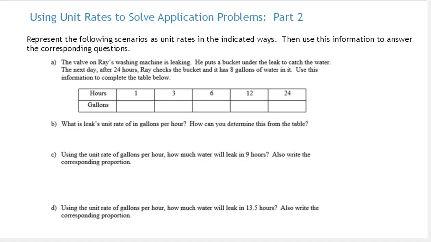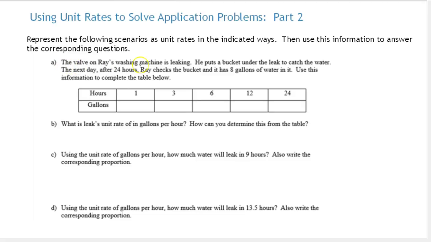In this video, we're going to look at another example of using unit rates to solve application problems. Represent the following scenarios as unit rates in the indicated ways, then use this information to answer the corresponding questions. Let me get the highlighter ready.